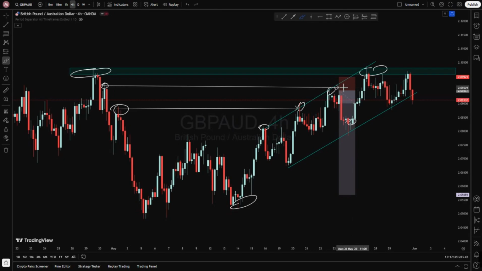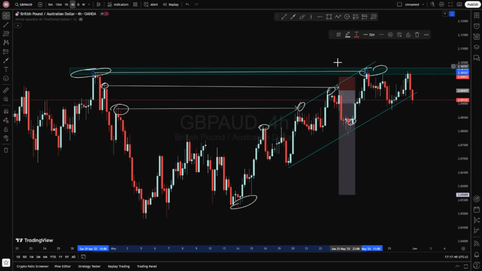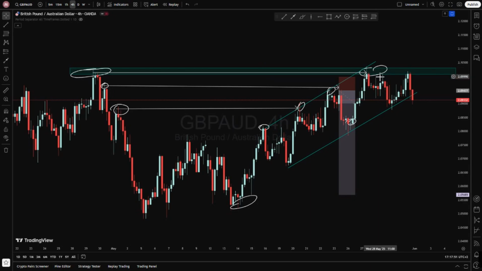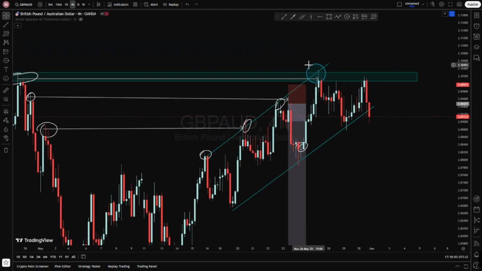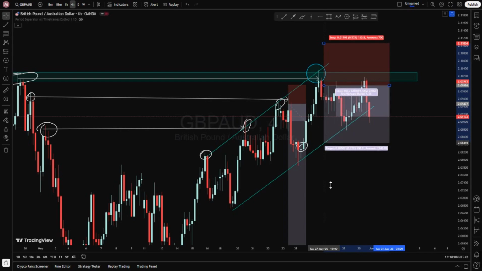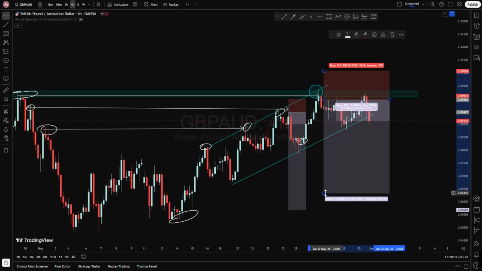So let's say we entered this trade and then price reversed, went to the upside. And then later we realized that we still have this high right here, and now price is taking out this liquidity at this point right here. So now we are looking to sell from here. Maybe we enter somewhere here, and again our target is still this low right here.